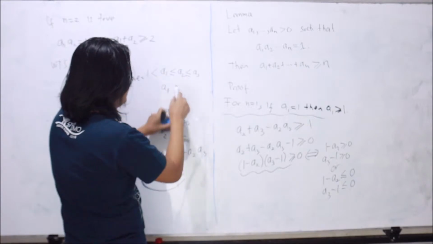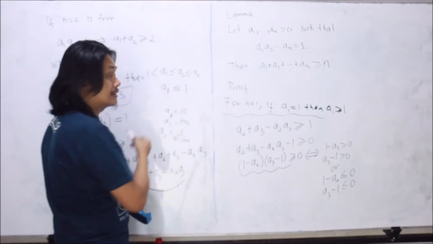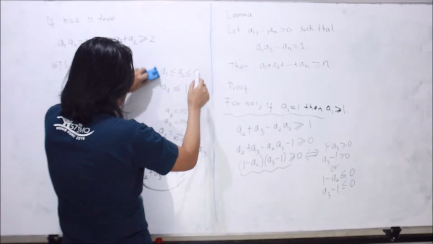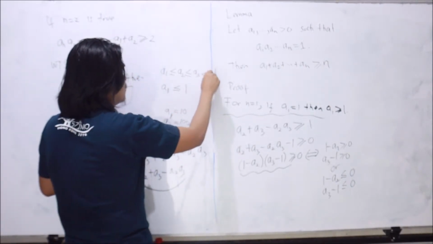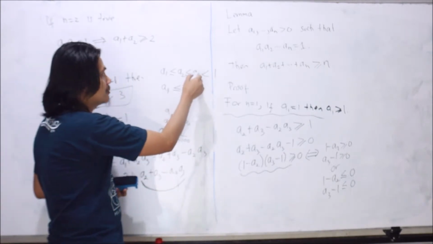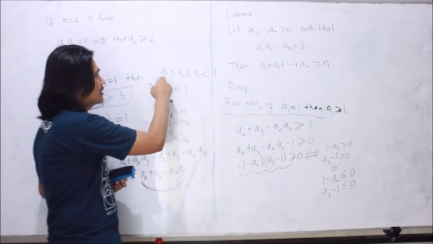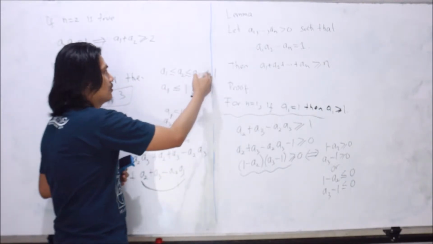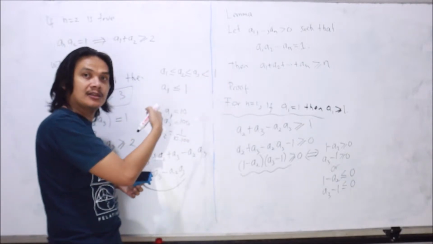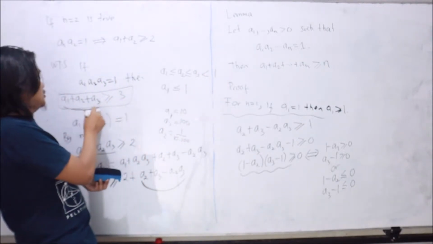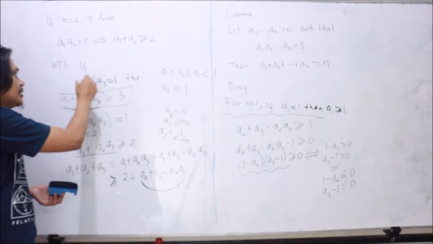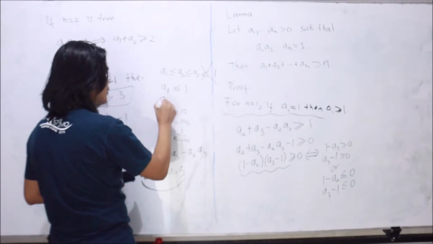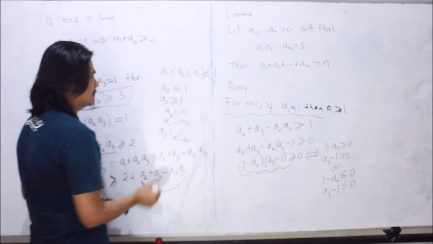So therefore, a1 is less or equal to 1. Okay? And by the same argument, a3 cannot be strictly less than 1. Why? Because if the biggest is strictly less than 1, then the product of a1, a2, and a3 will be strictly less than 1 times 1 times 1, which is strictly less than 1, which is a contradiction to the fact that their product is equal to 1. So therefore, this cannot be happening, therefore a3 is greater or equal to 1.